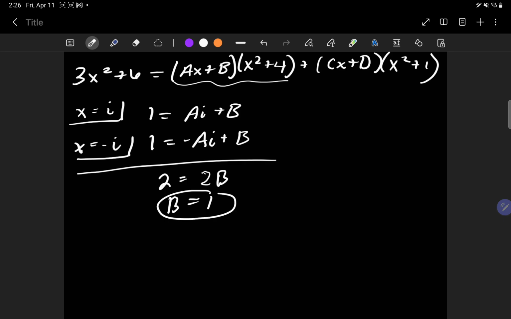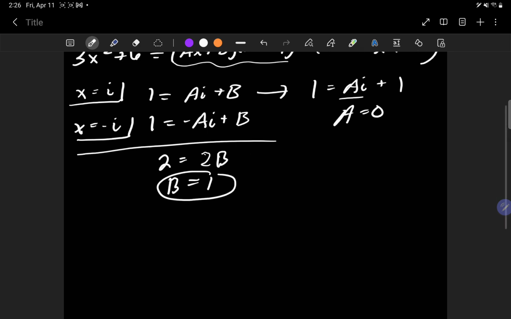Okay. Yep. And so since you know b is equal to 1, it doesn't matter which one you go to. You have 1 equals ai plus 1. And I look at this and say, well, for this to be a true statement, you've got to cancel out that term. So a has to be 0. Yep. So we found a and we found b.